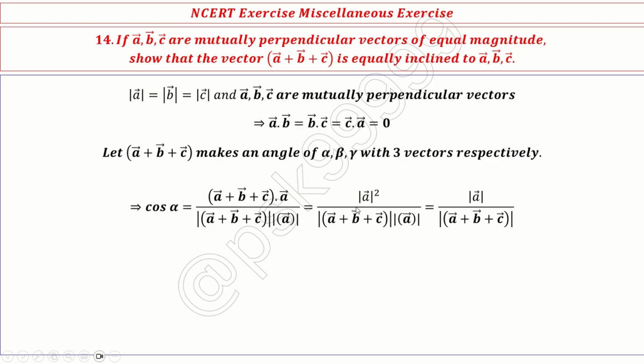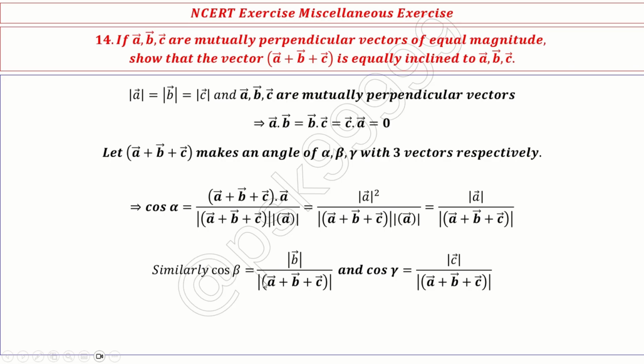Okay, magnitude of A, because if I multiply A with A, I get A square, but A with B and A with C, if I multiply, they are mutually perpendicular vectors, right? So they are 0. So you will get on the numerator magnitude of A square, and in the denominator you will have magnitude of A plus B plus C and magnitude of A. Okay, so A gets cancelled and you are left with this one.